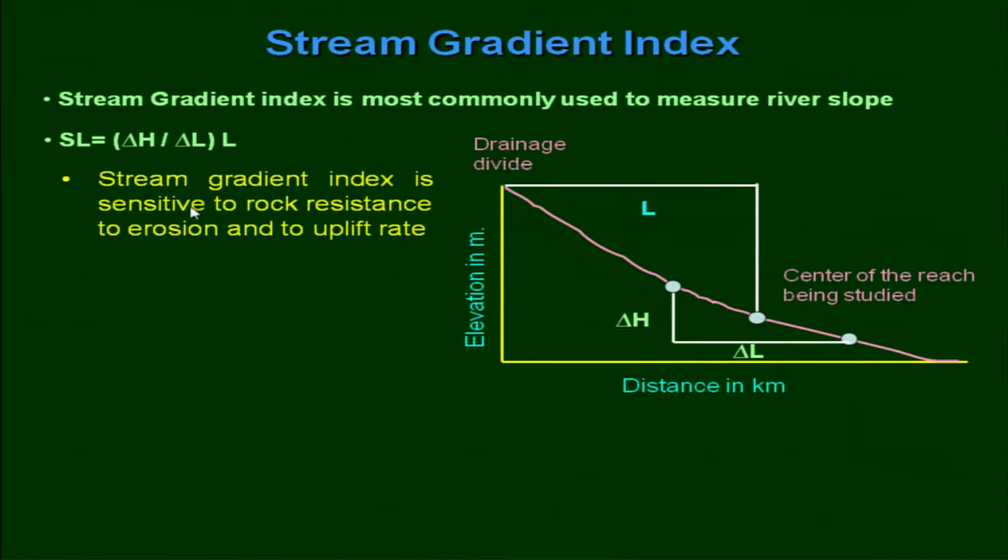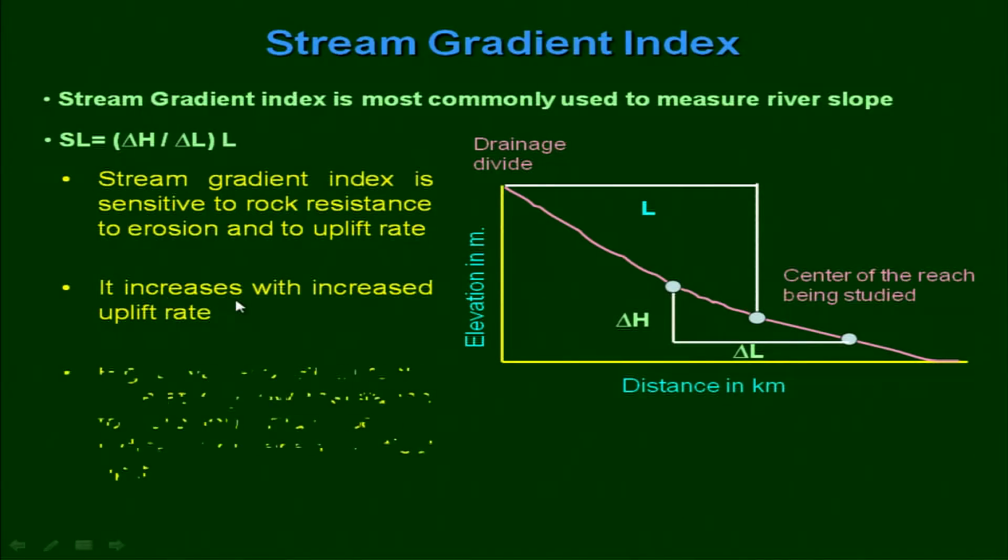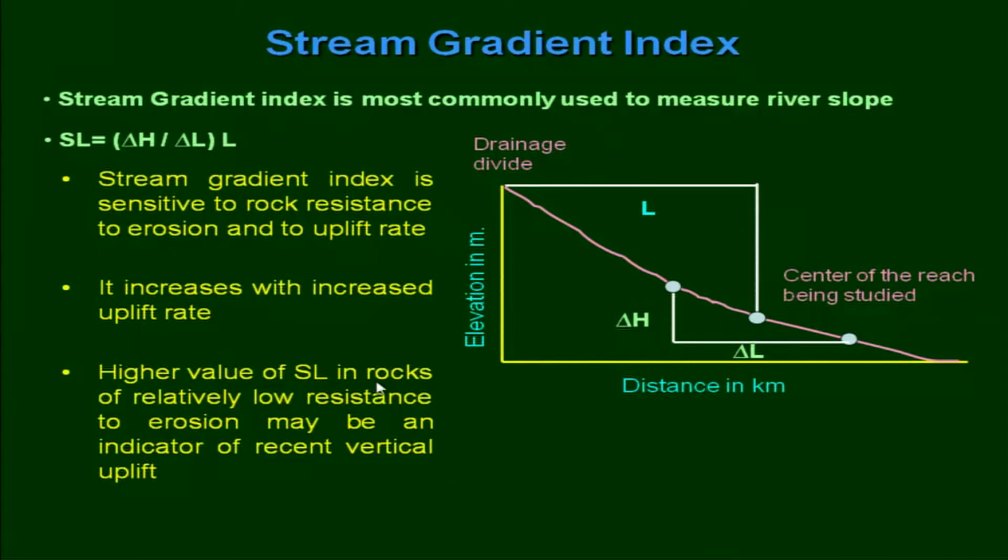So the stream gradient index is sensitive to rock resistance to erosion and uplift rate. So it increases with an increase in uplift rate. So if the area is continuously uplifting, then you will have a higher SL index for the region. So a higher value of SL in rocks of relatively low resistance to erosion may be an indicator of recent vertical uplift. So you can do this exercise again either using topographic maps, or you can use satellite data.